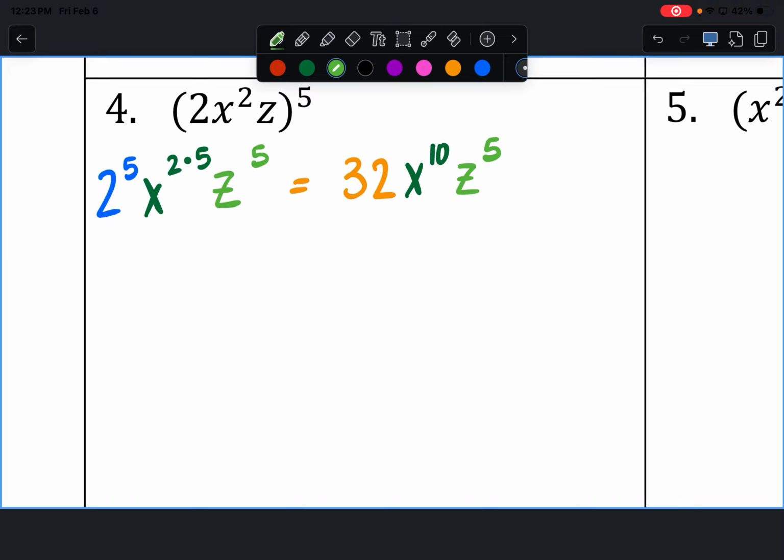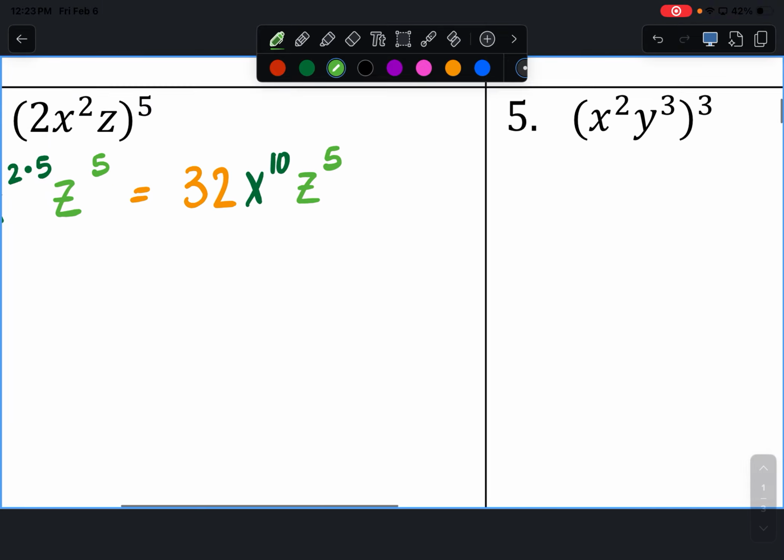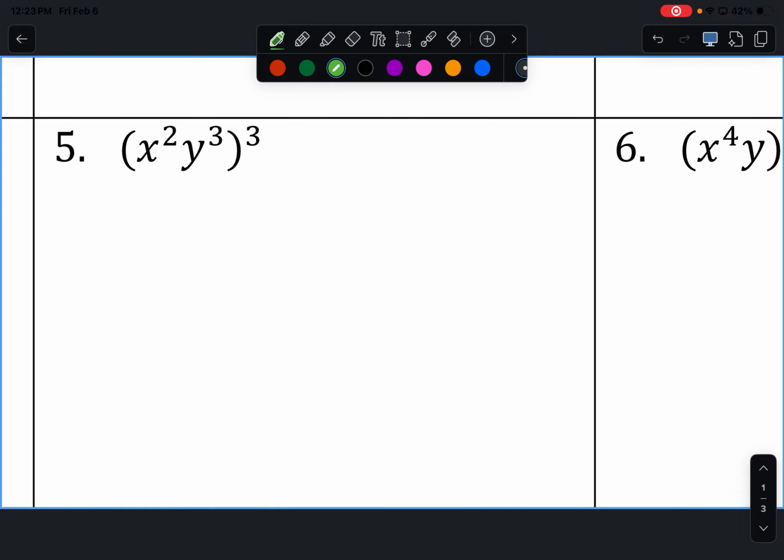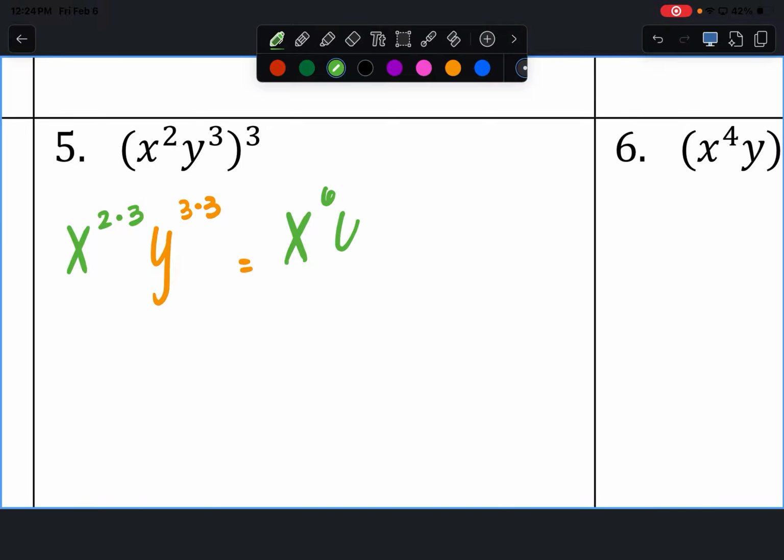All right, then we are going to look at question 5. Okay, so for here, everything is getting raised to the power of 3. So we're going to do x squared to the 3rd power, y to the 3rd power. So we multiply those exponents. We're going to get x to the... Yep. All right, now we're going to look at the 3rd row.